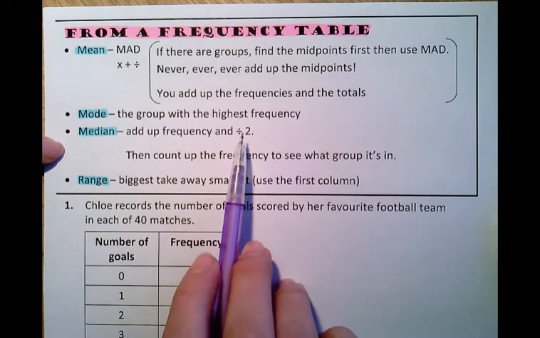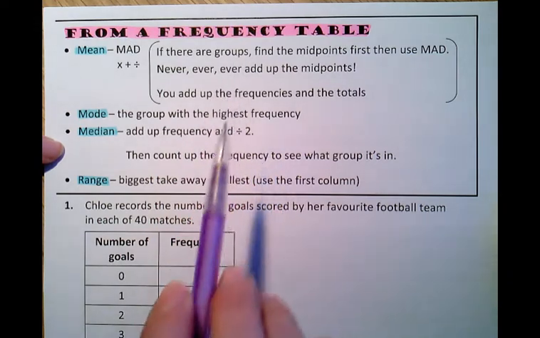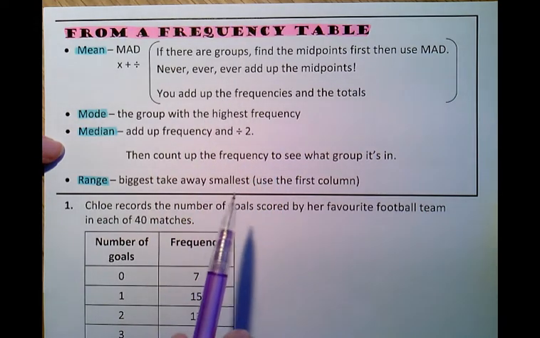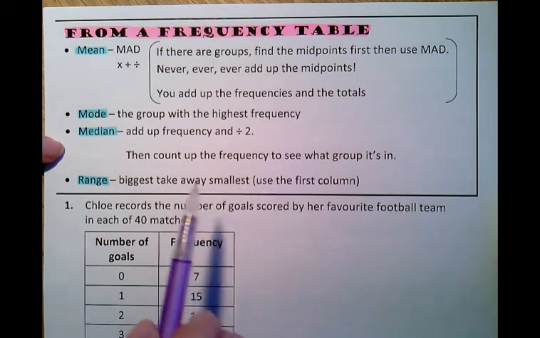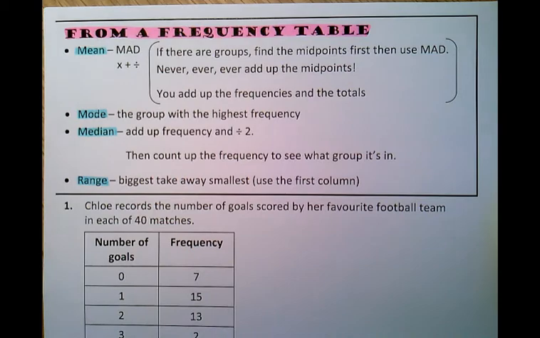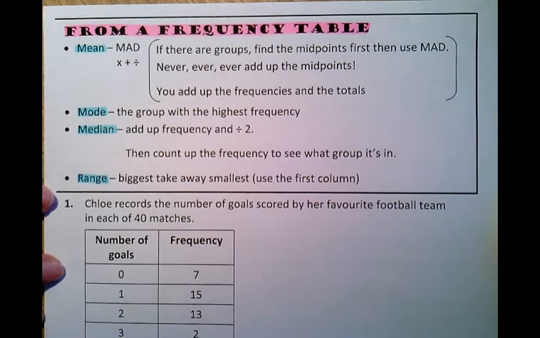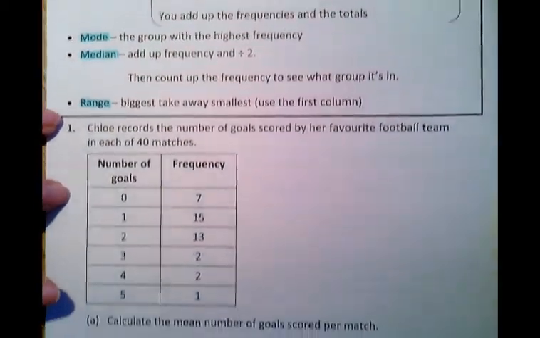then half it to see where the middle person is, and then you'd actually have to go up your table to find where the middle person is, and then what mark they got or how many goals they scored or whatever, depending on the question. And then the range is just the biggest take away the smallest again.